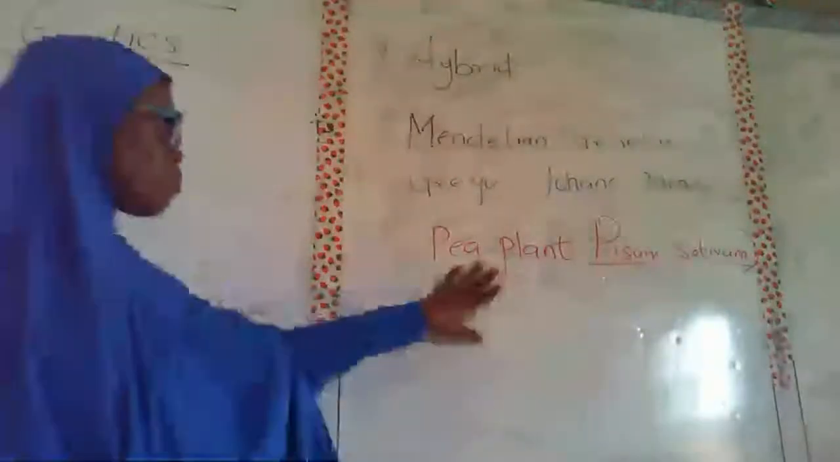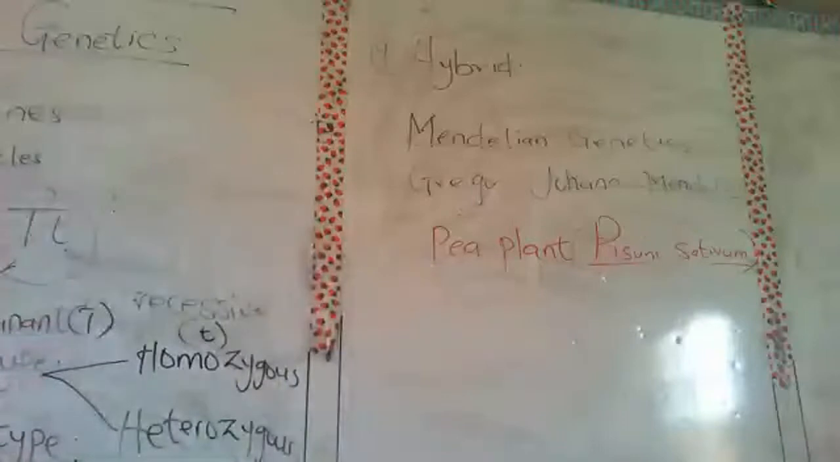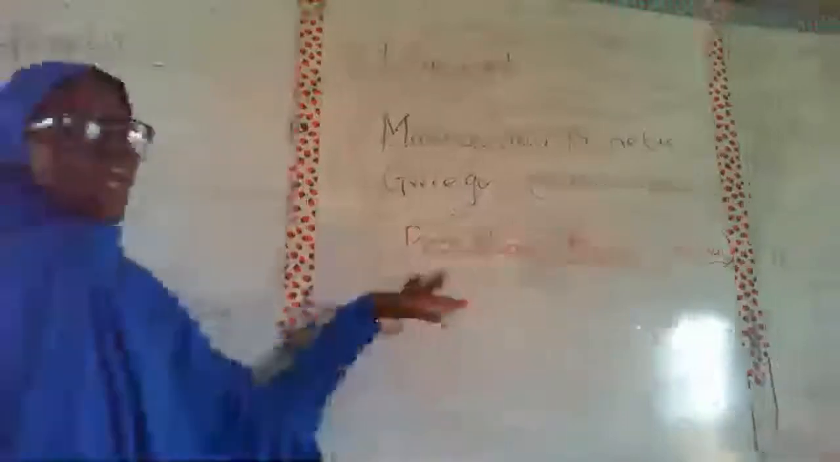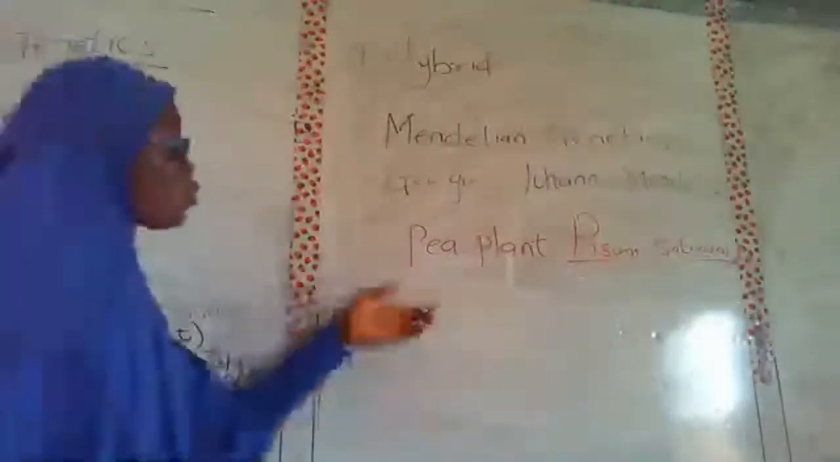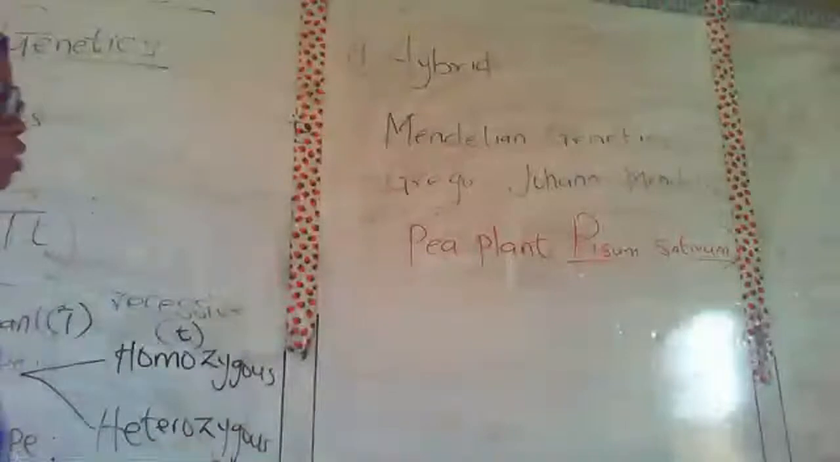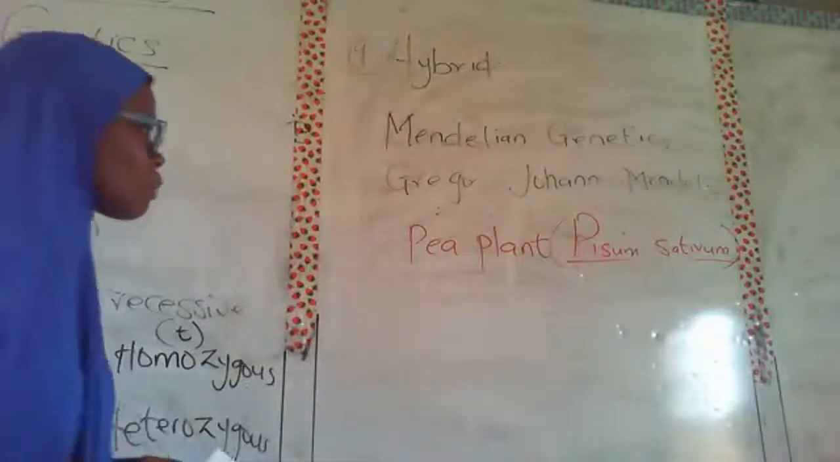There's a reason why he used the pea plant, because he cannot just use the pea plant without a reason. One of the reasons why he used the pea plant is that it self-pollinates. You may be wondering what is self-pollination. We've done pollination in SS2, but I'm going to remind you. Pollination is the transfer of pollen grain from the anther to the stigma of a plant or of another plant.